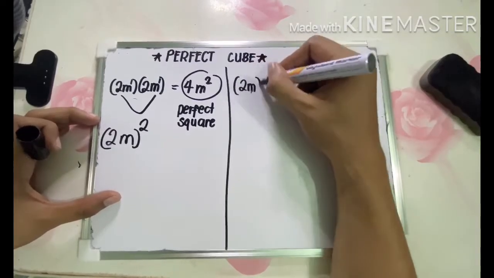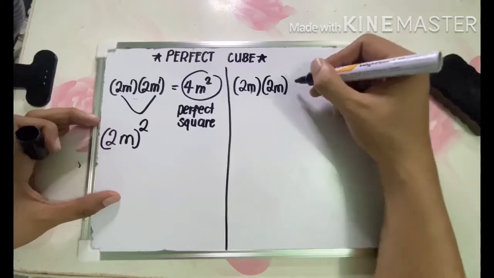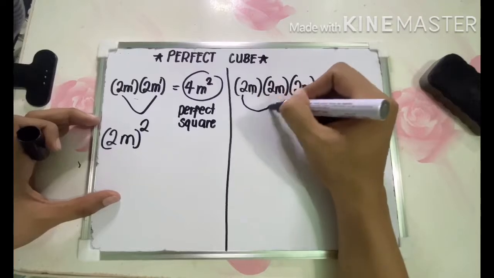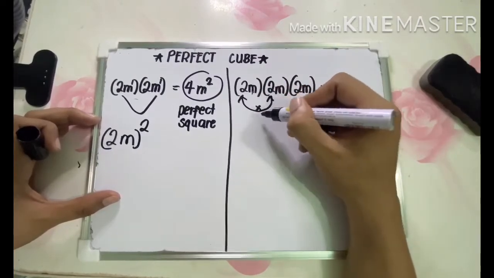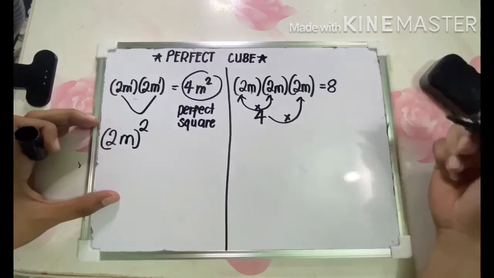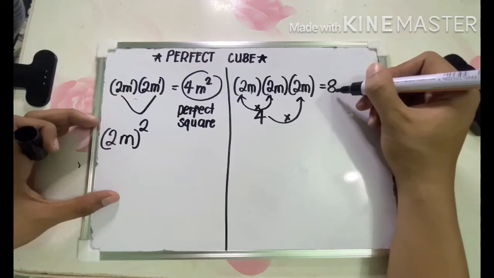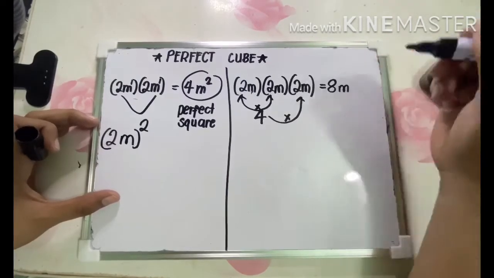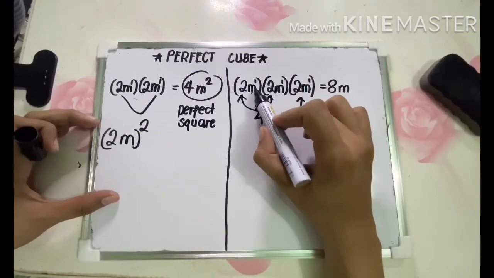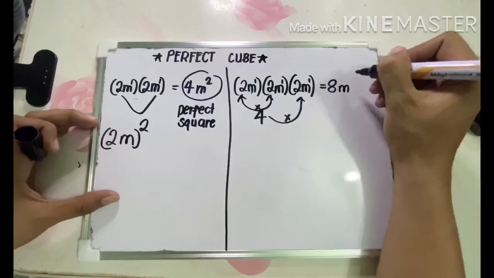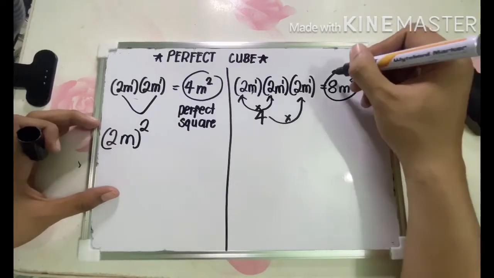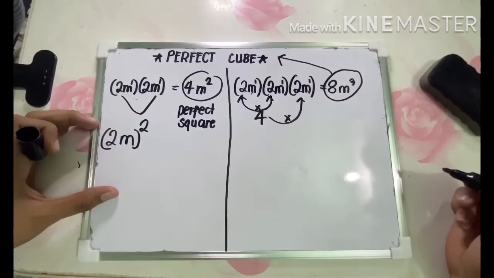2m times 2m times 2m. So multiply 2 times 2 is 4. Then 4 times 2 is 8. So this 8 is a perfect cube. And again, for the variable, there's 1 in every exponent, right? So 1 plus 1 plus 1 is 3. So 8m cube. So this 8m cube is what we call a perfect cube.